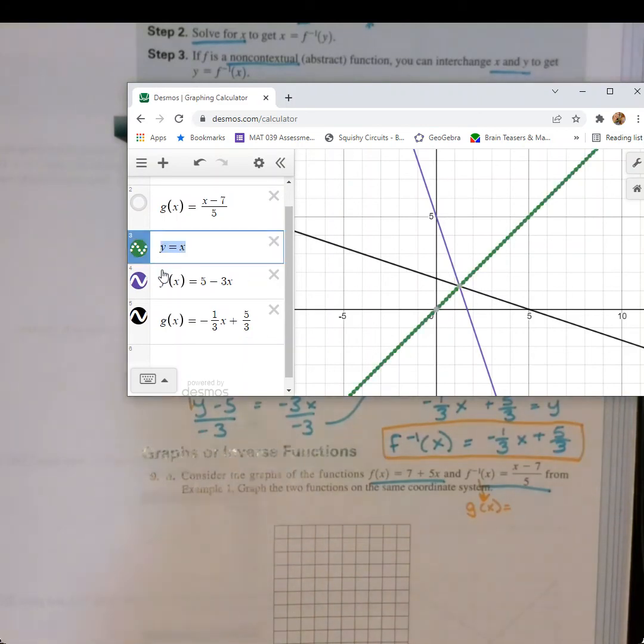Why is it y equals x? That's because when we are trying to find the inverse function, we're replacing y with x. Y becomes equal to x and vice versa. X becomes equal to y. That's how we find the inverse function. We're swapping x and y. Okay.